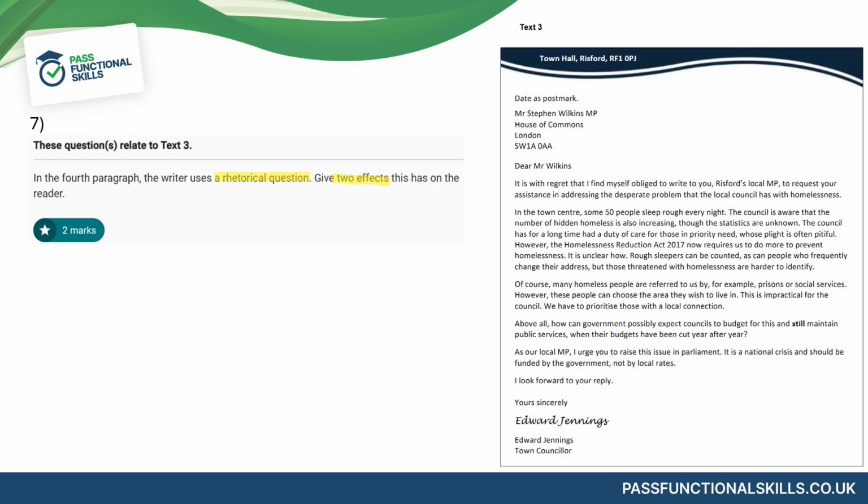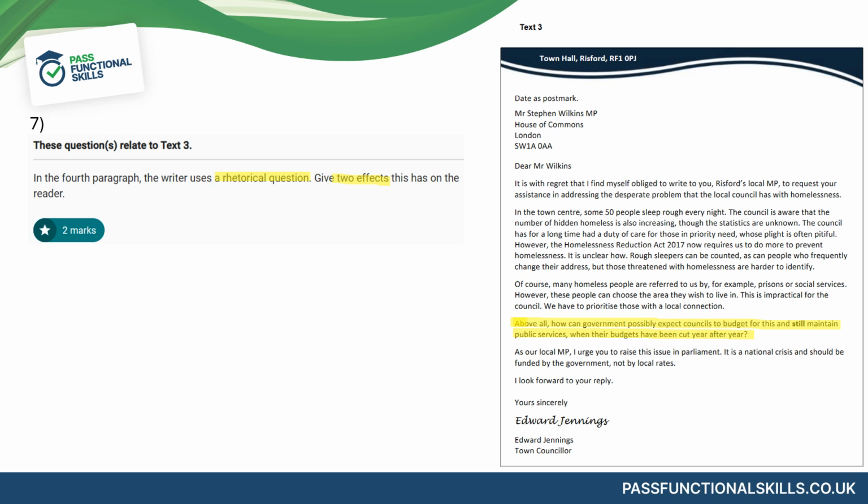So a rhetorical question is a question that doesn't need or expect an answer. So the author is using it for a different purpose or an effect on the reader. So if we have a look in the text itself, we can see that the rhetorical question is here. It's quite a long one. So it says, above all, how can government possibly expect councils to budget for this and still maintain public services when their budgets have been cut year after year?